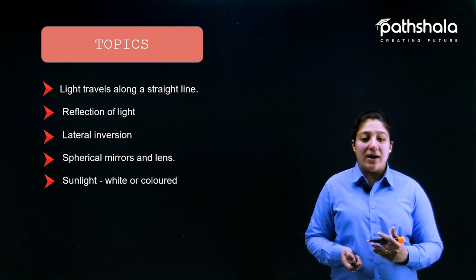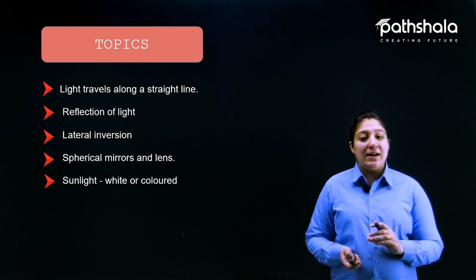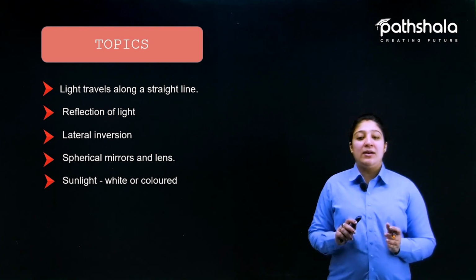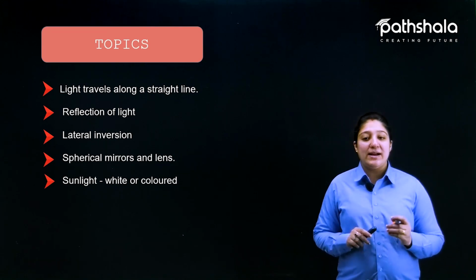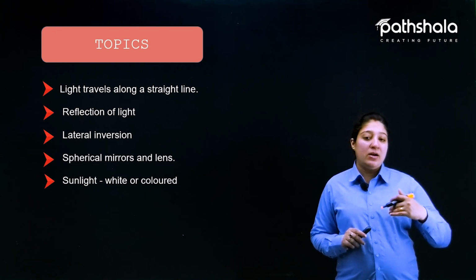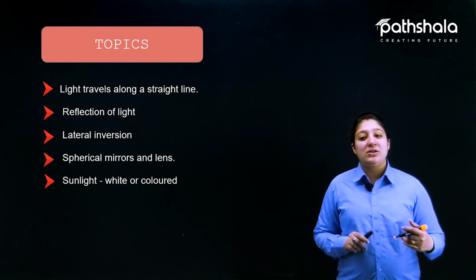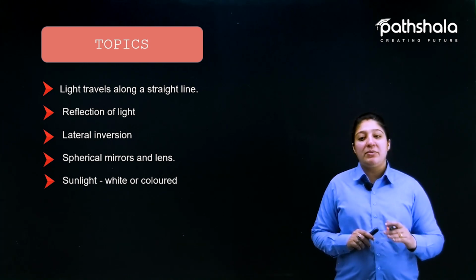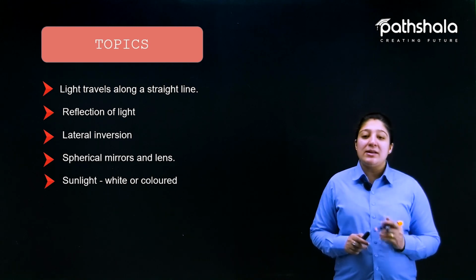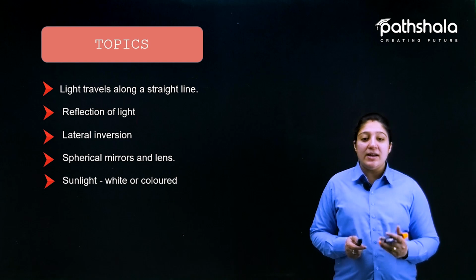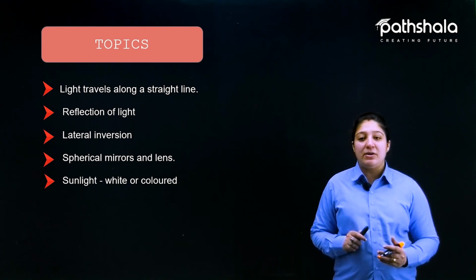After that, we are going to understand why sunlight is white or colored. After going through this chapter, you will be able to distinguish whether the sunlight is white or colored. So these are the topics that we are going to study in this chapter. So let's start our chapter.